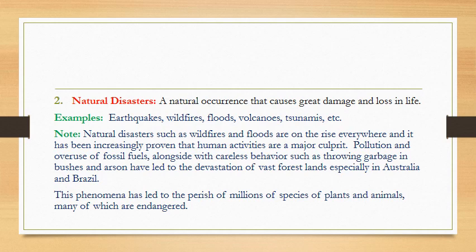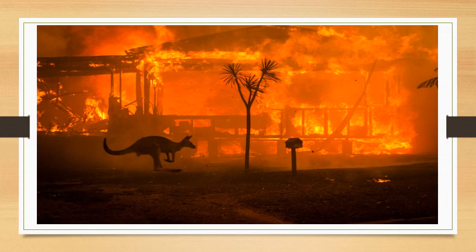Pollution and the overuse of fossil fuels, along with careless behavior such as throwing garbage in bushes, and arson, which is purposely lighting fire, have led to the devastation of vast forest lands, especially in Australia and Brazil. But of course, we witness it in different parts of the world. In Lebanon, it's on the rise. This phenomenon has led to the perish or death of millions of species of plants and animals, many of which are already endangered. Okay, again, the picture, very, very famous picture.